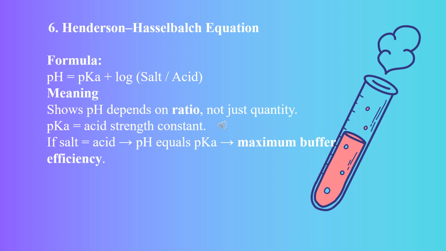The Henderson-Hasselbalch equation gives us the formula pH equals pKa plus log salt over acid, meaning that pH depends on the ratio, not just quantity. Like pKa shows the acid strength constant, how strong or weak the acid is. This formula also shows that if salt is equal to acid, then pH will equal pKa and maximum buffer efficiency will be noticed.